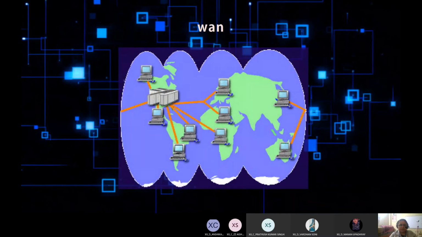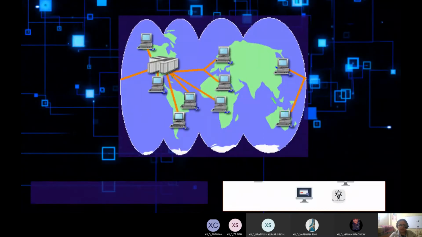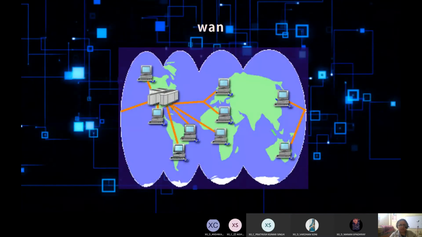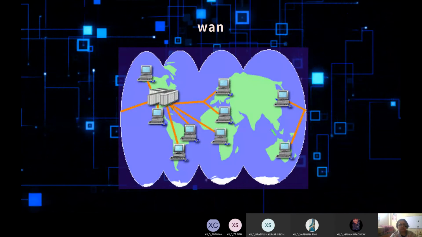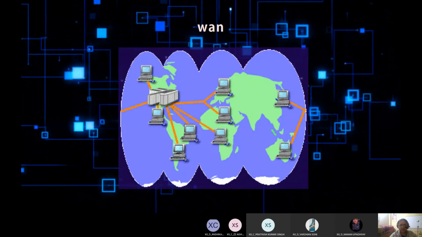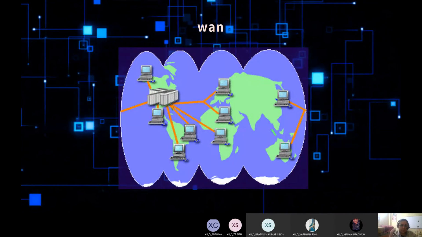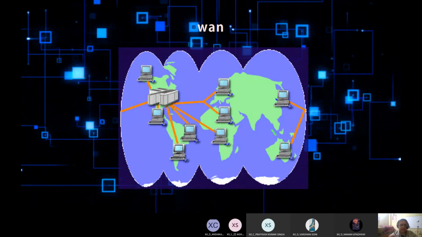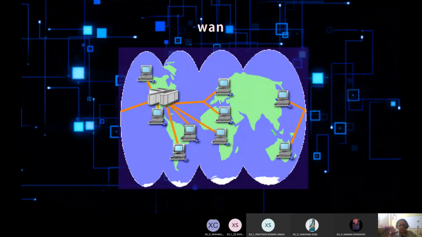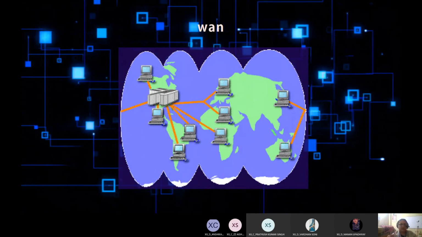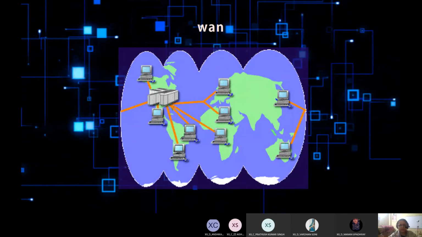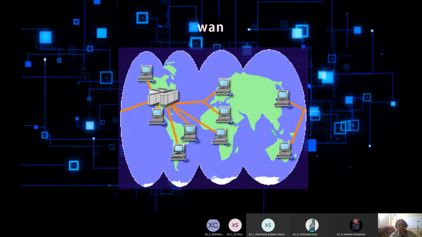Then WAN. So this was just a small image of a WAN, just to show you that it connects computers worldwide. I will not say that it exactly has to connect computers throughout the world, but the moment it crosses the vicinity of a city, it comes under the category of WAN.